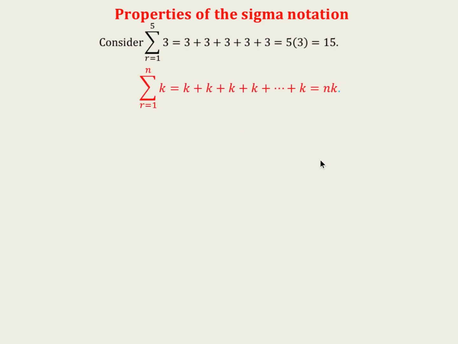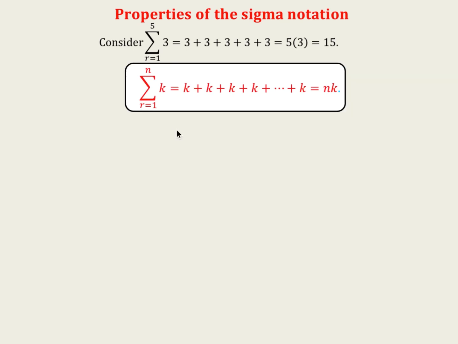So generally we can say that summation from r equals 1 to n of k would be k plus k plus k plus k plus k. Actually we are summing up k n times, and so the result is simply n times k, just like we had the case of summing 3 five times and the result reduced to multiplying 5 by 3. So this is a general formula for summing up a constant k from a count of 1 to a count of n.